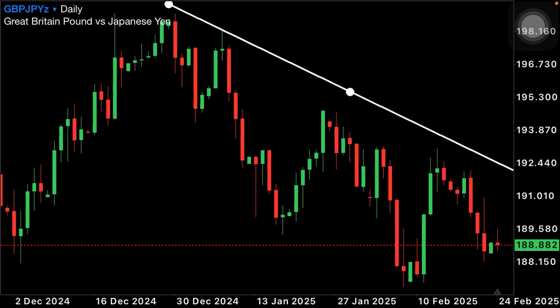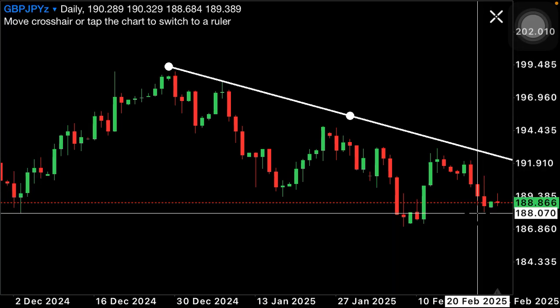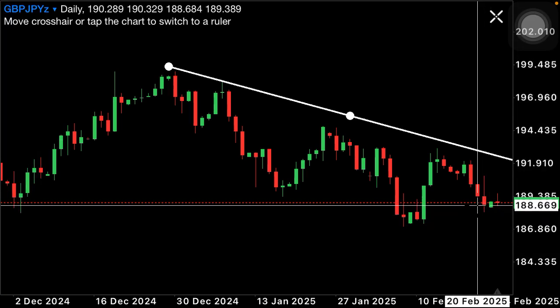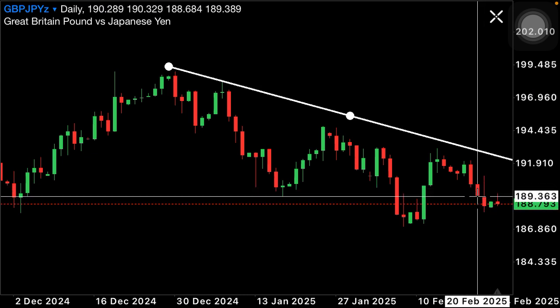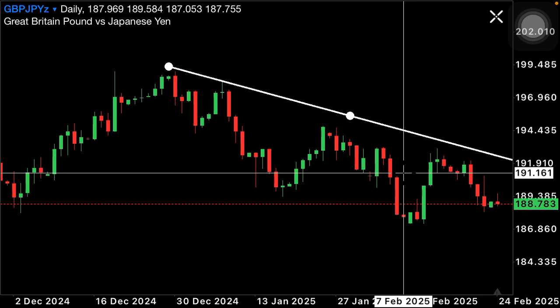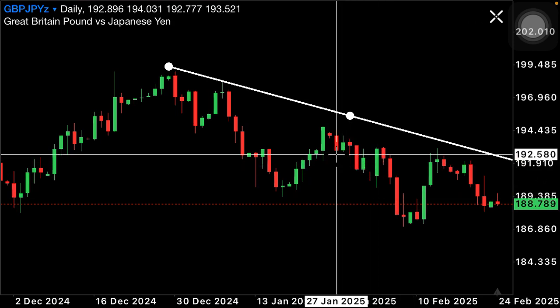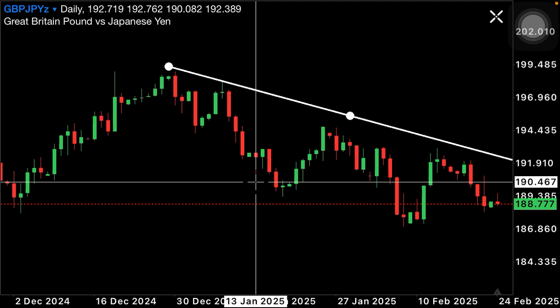Now to get a perfect trend line, it must touch minimum of 2 wicks. What is a wick? This is a wick here, candlestick wick. Some people call it shadow, some call it tail. Shadow or tail is also wick. This point here and this point here. So to get a perfect trend line, it must touch minimum of 2 wicks.